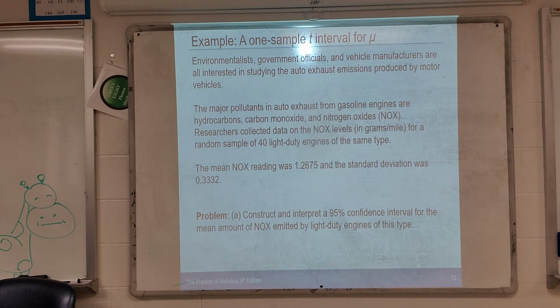All right, so an example. One sample T interval for mu. We may not get to have any work time today. I may have to give you all work time tomorrow.